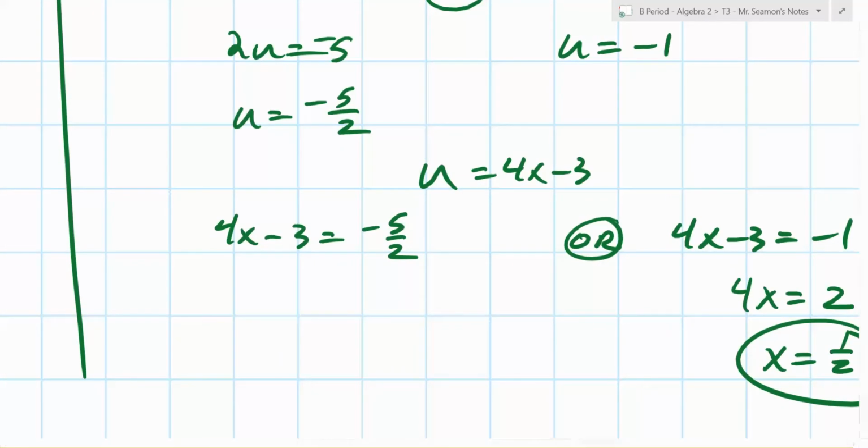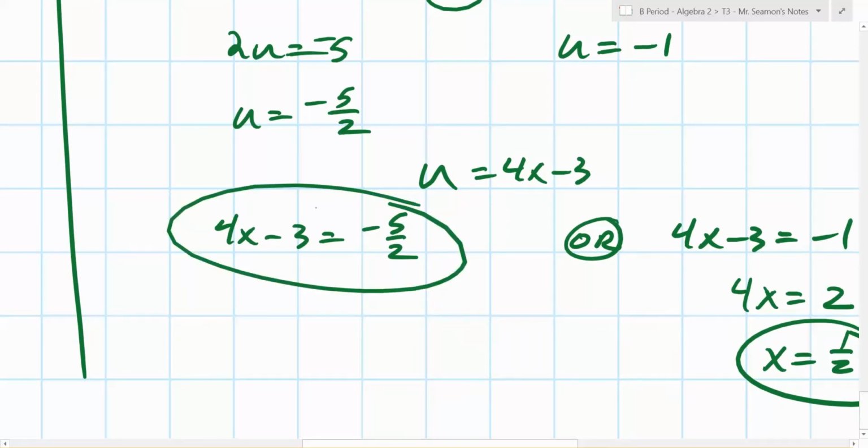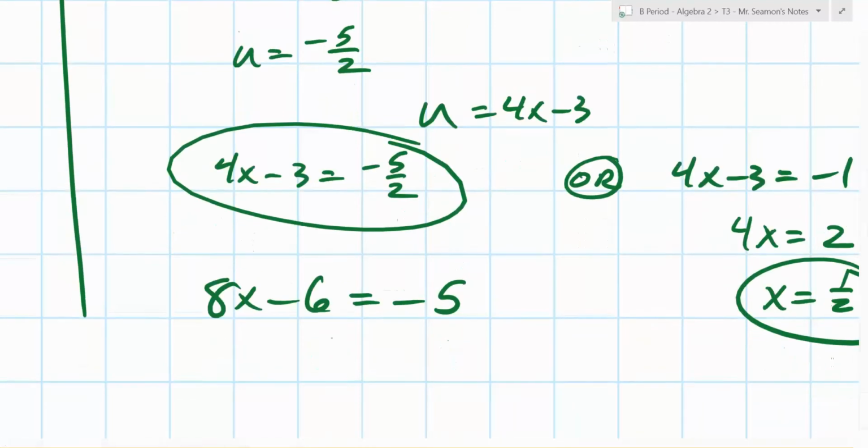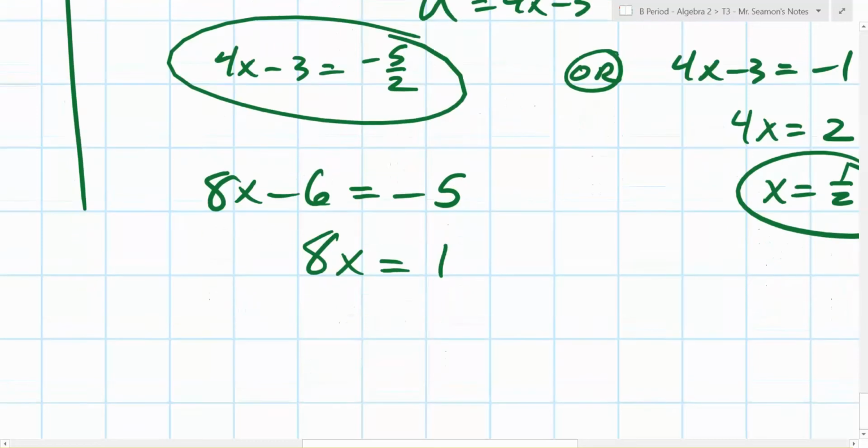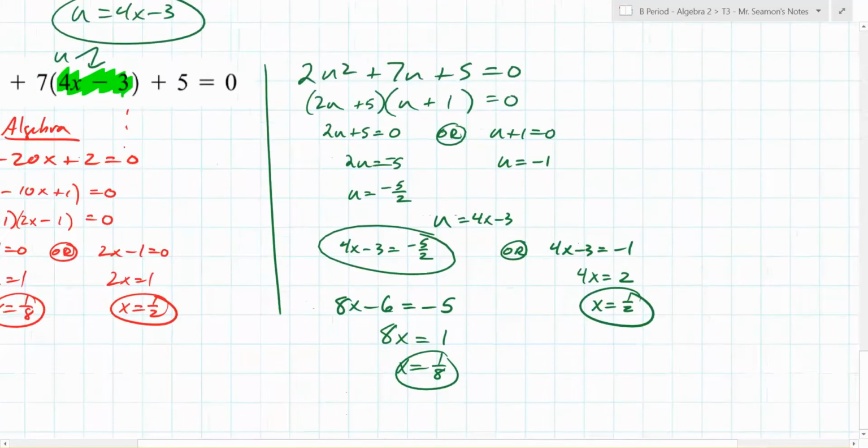This one's a little bit nastier. Can you guys guess what I would do first on this one? Get rid of the fraction. Multiply by 2, and you get 8x minus 6 is equal to 2. So 8x is equal to 1. So what does x equal? 1 over 8.